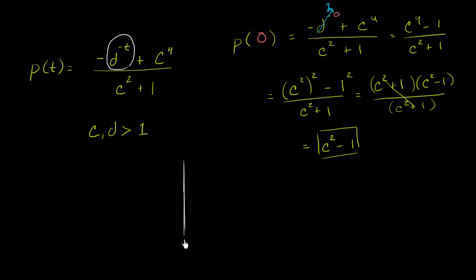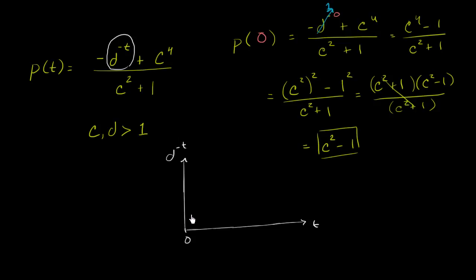And d to the negative t would look like, and we know that d is greater than 1. So when t is equal to 0, so this is t right over here, and over here we're going to plot, on this axis, d to the negative t.